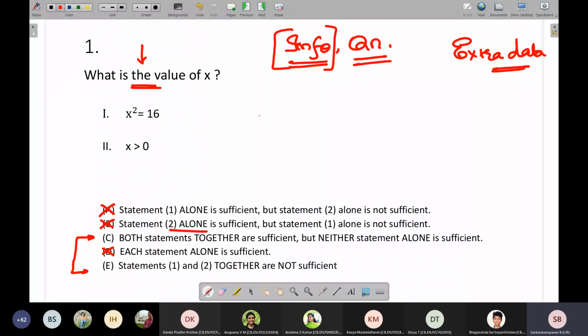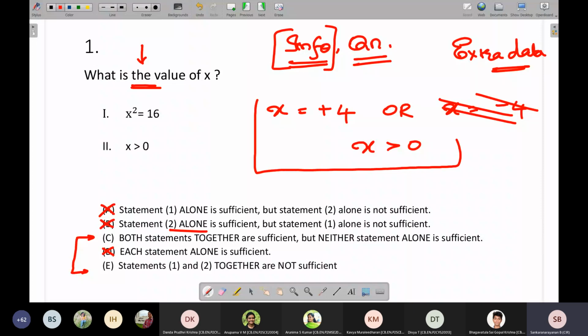X square is equal to 16 results in x is equal to plus 4 or x is equal to minus 4. Correct? We have x is equal to plus 4 or x is equal to minus 4. Two possibilities are there. Do you agree with me? Now I am considering the information I derived from statement 2. That gives me the clarity that x is greater than 0, which means I can eliminate the possibility that x is equal to minus 4. So by combining 1 and 2 together, yes, it is possible for me to make a conclusion. What is the value of x? Can you tell me? Yes, 4. It is 4.